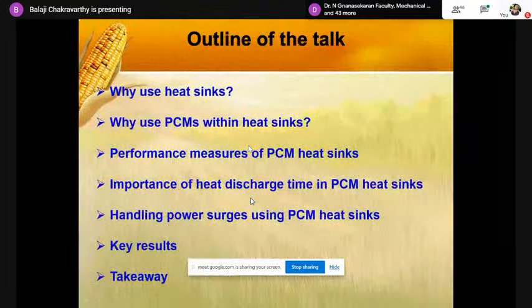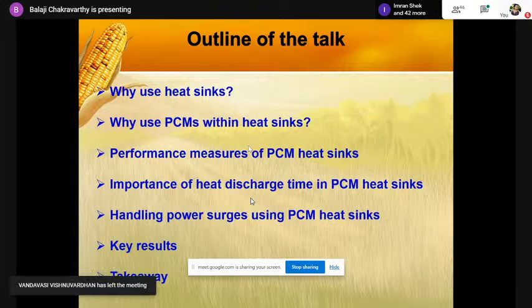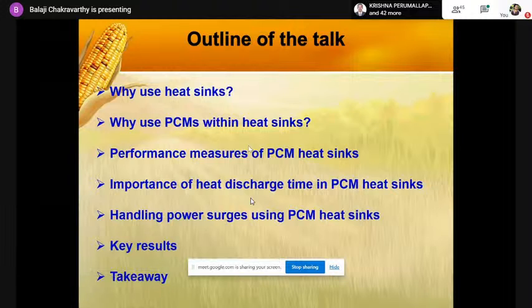Outline of the talk: why use heat sinks? The first few slides I have used in other places also, so we can go over this very fast, but for some people who don't have the background, this may be important. Why use PCMs within heat sinks? PCM is a phase change material. Wax is a simple example. Other than wax, we also have N-icosane, N-docosane, paraffin wax, tetracosane. You can have organic, inorganic, eutectic mixtures as phase change materials.